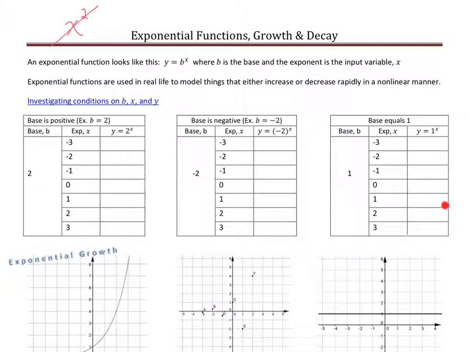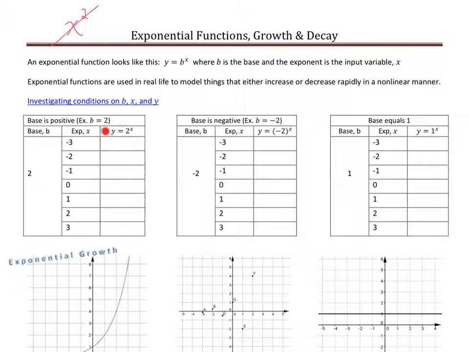So I want to look at a base of some positive number, and I just randomly picked positive 2. Let's look at a base of negative 2, and let's look at a base of 1 and see what happens. Okay, so the base in all of these cases on this first table is going to be a positive 2, and I picked a range of numbers for our independent variable. I went from negative 3 up to positive 3 just to see a trend.